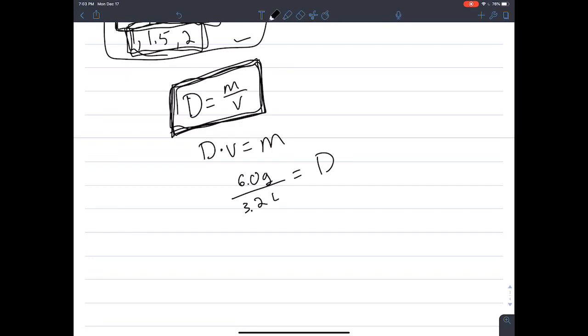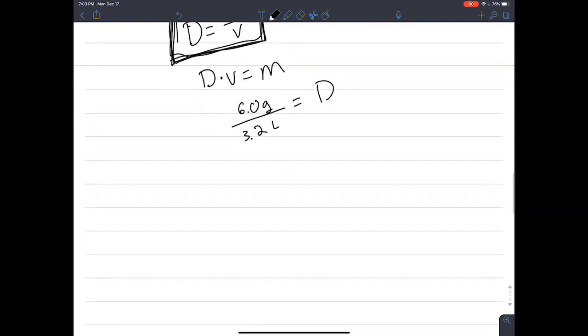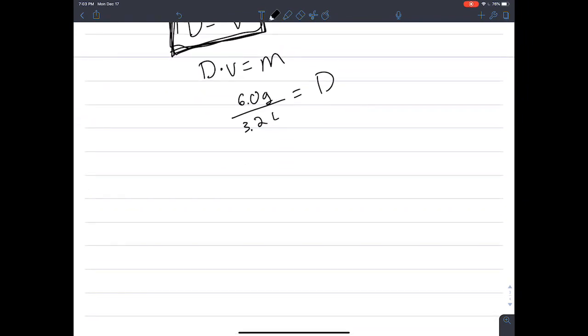Properties. Pure substance and mixture. Pure substance is just one thing. A mixture is multiple things mixed together. An inference is something you observe or assume.